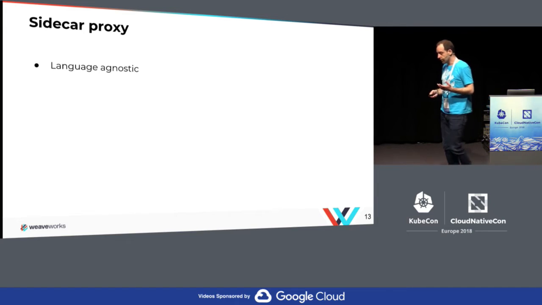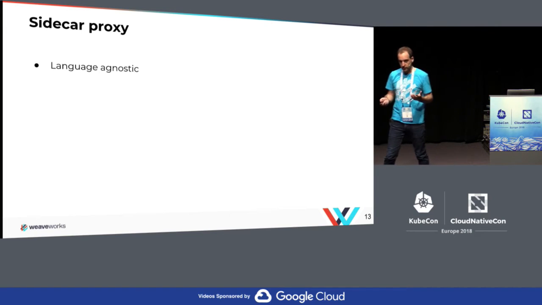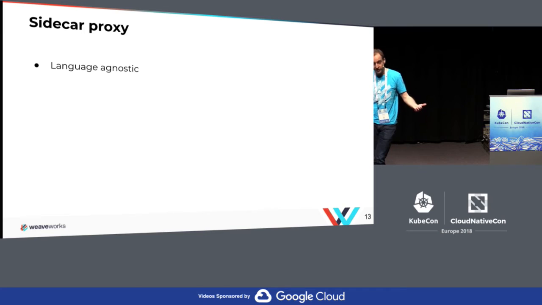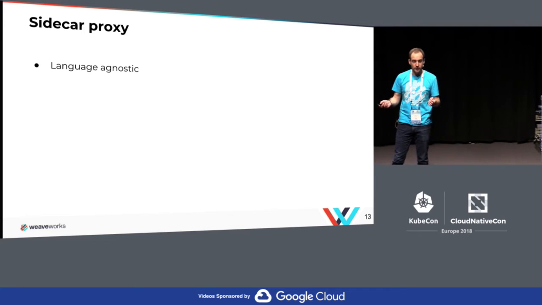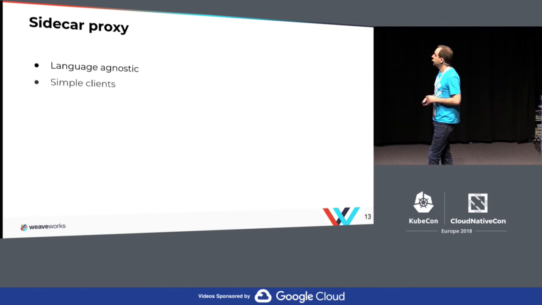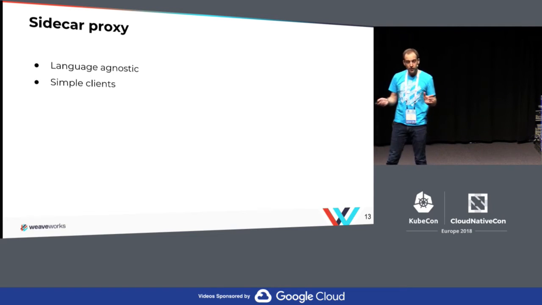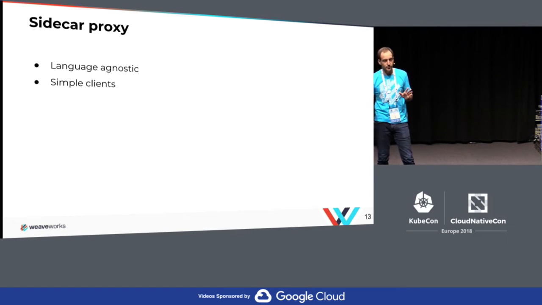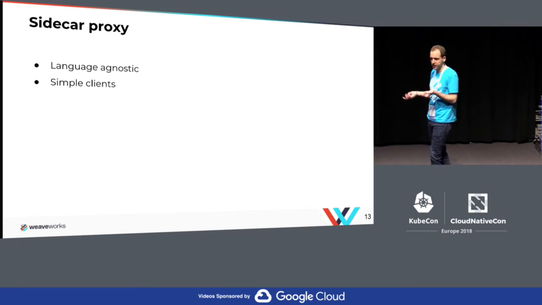So this approach is quite nice. It's language agnostic because it's a different process. You can write your application in whatever language works. The clients are very simple. They don't have to know anything about load balancing, anything about traffic management. It will just work. That's quite a nice property.